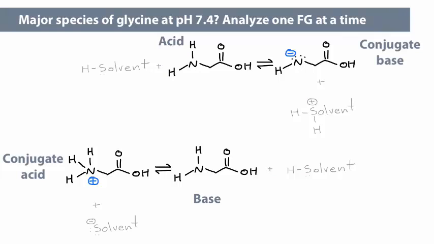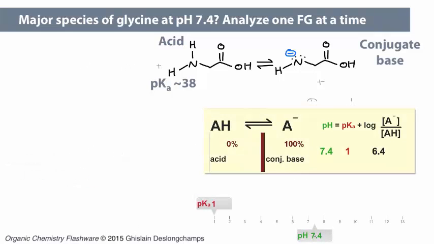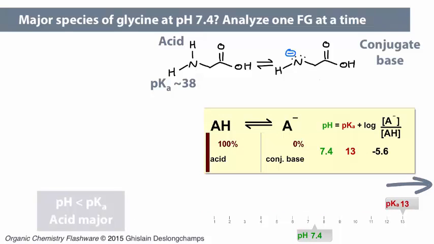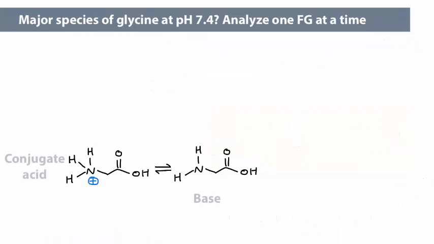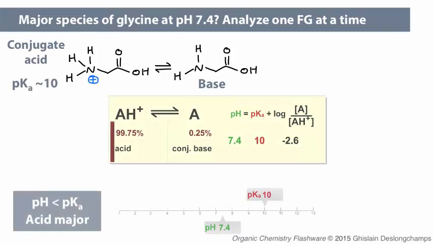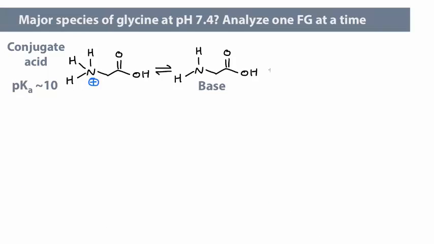For the top equilibrium, the acid's pKa value is approximately 38. The pH is much less than the pKa value, meaning this equilibrium favors the acid, the amine. For the bottom equilibrium, the acid's pKa value is approximately 10, the value for the ammonium. The pH is again less than the pKa value, so this equilibrium favors the acid side.